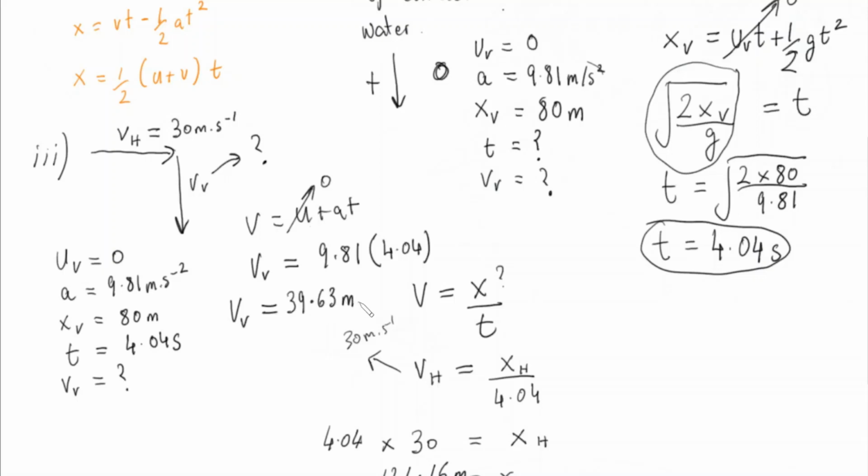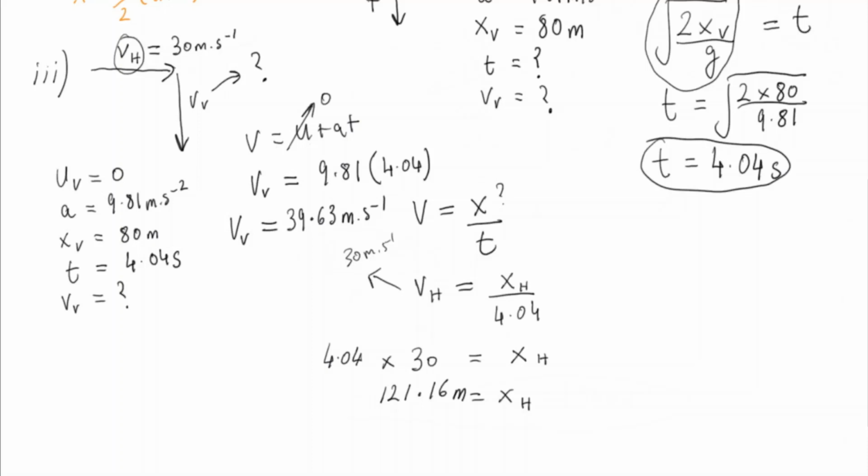I can put that in the calculator, and that'll give us a final vertical velocity component, which will be 39.63 meters per second. Now, in order to find our total velocity vector, all we have to do is use a bit of Pythagoras. So we can go vh squared plus vv squared square rooted is going to give us a vf, which is our final velocity vector.